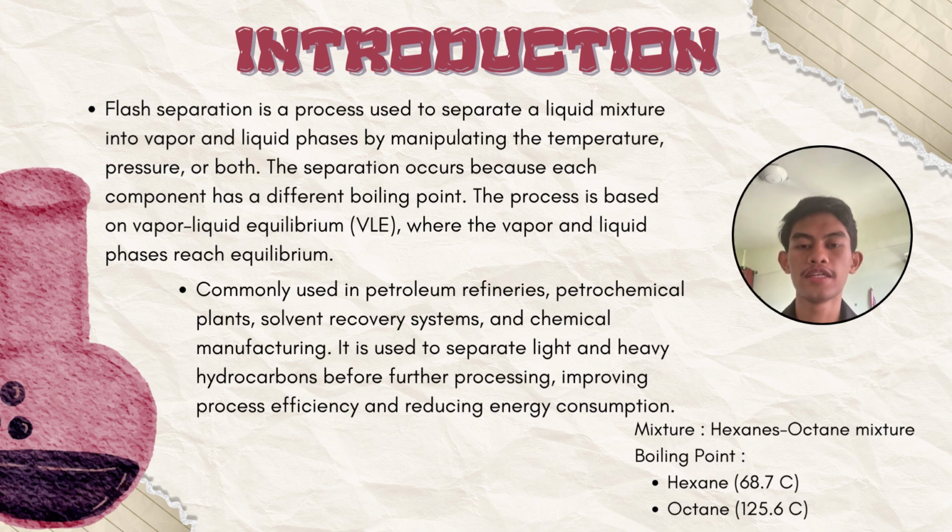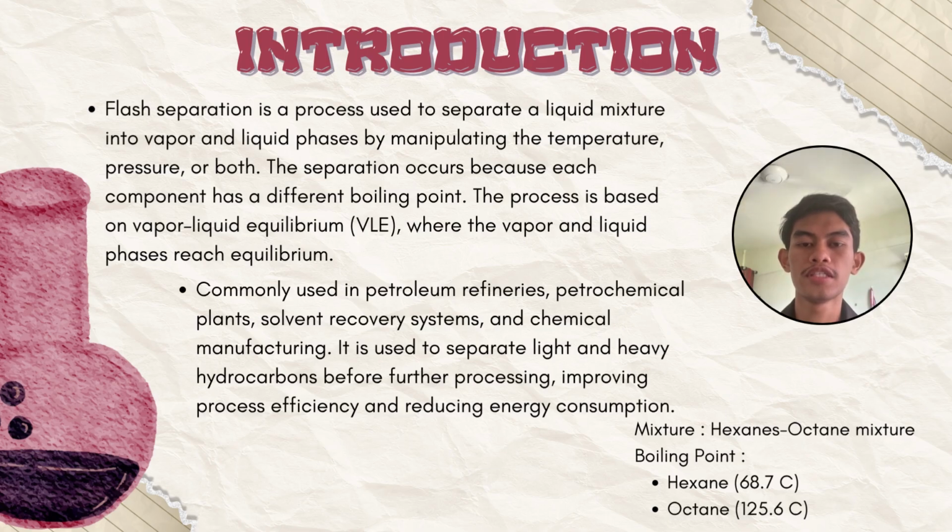Now let's look at the industrial applications. Flash separation is commonly used in petroleum refineries, petrochemical plants, solvent recovery systems, and chemical manufacturing. It helps separate light hydrocarbons from heavier ones before further processing, making industrial operations more efficient.